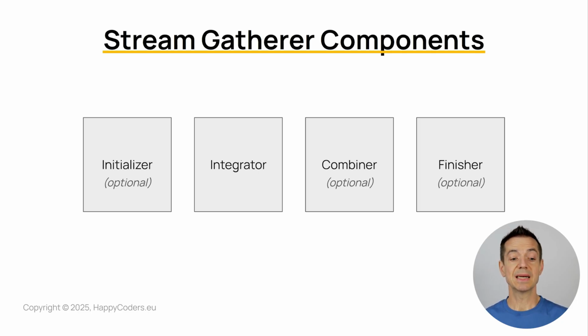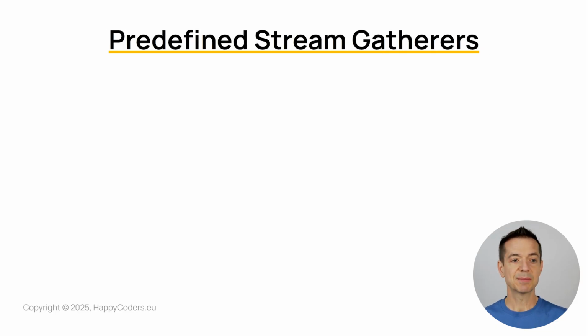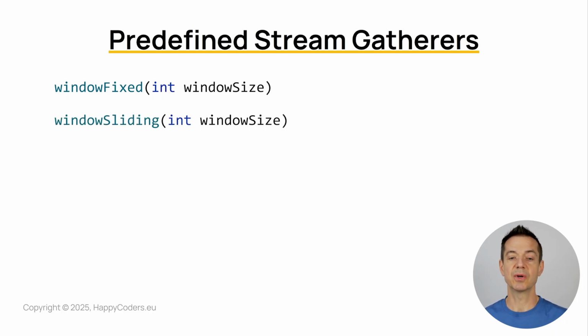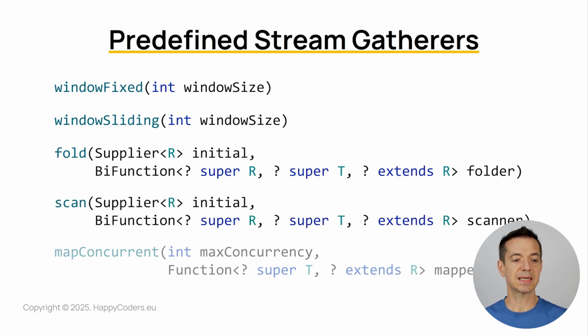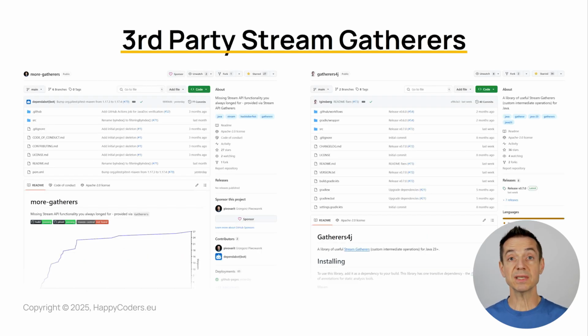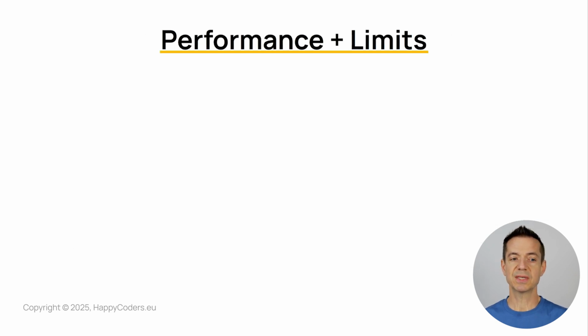Of course, you don't always need to write your own gatherer because for commonly used intermediate operations, the JDK developers have already done that for us. Specifically, there are the following. Window fixed, we've covered that in depth today. Window sliding, I also showed you this one at the beginning. Fold, scan, and map concurrent. We don't have time to look at them in detail. Feel free to check the documentation. There are also open source libraries. You'll find links to them at the end of the presentation. We also have to skip the topic of performance and limitations due to time constraints. Maybe we can still talk about it in the Q&A.